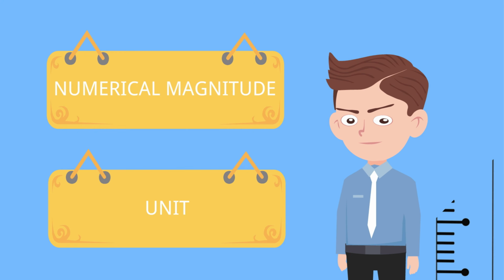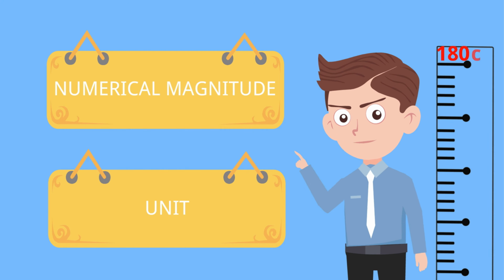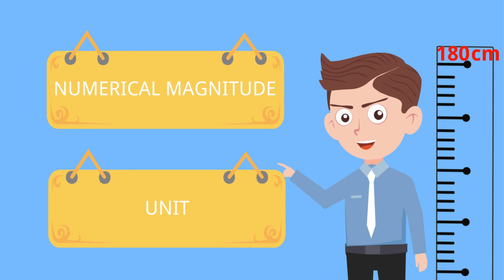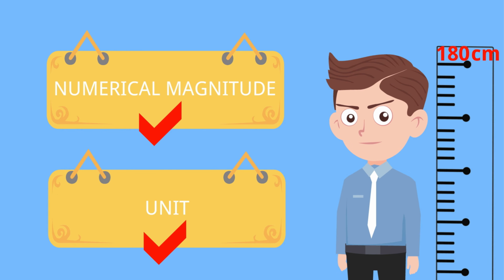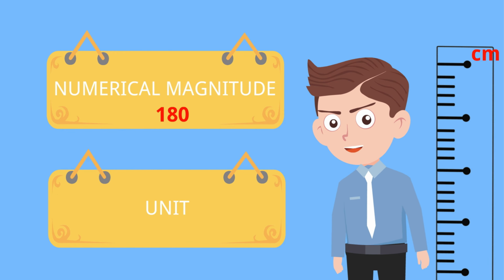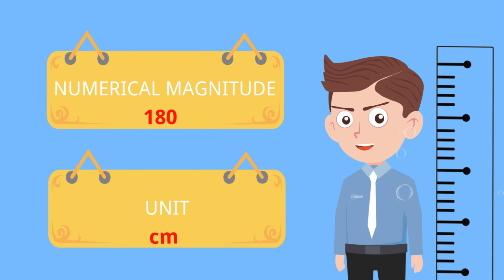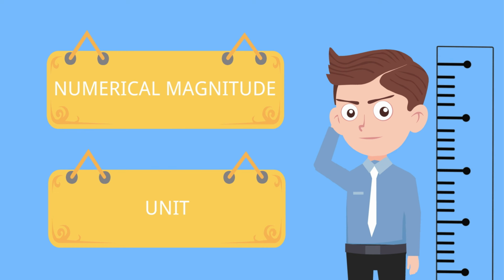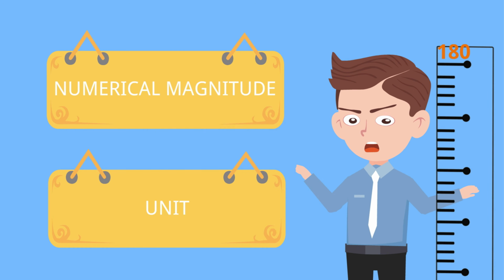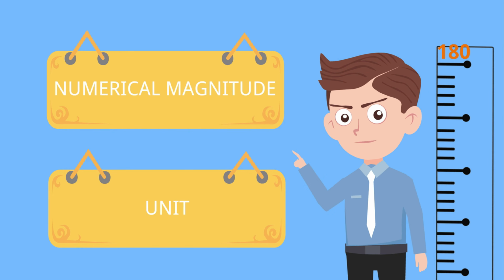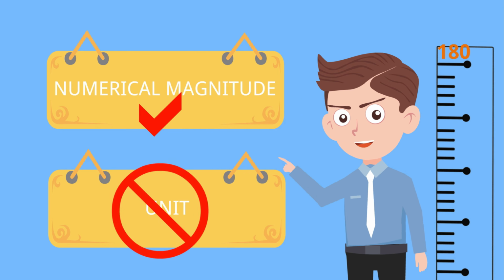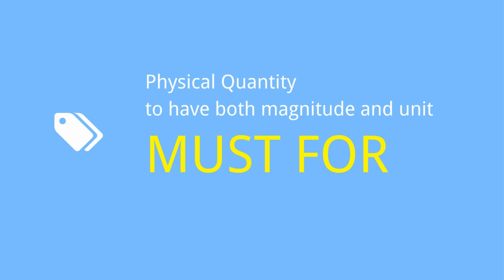If we say that the height of a student is 180 centimeters, then it is representing both the properties of a physical quantity. 180 is the numerical magnitude, while centimeters is the unit in which the height is measured. Remember, if we only say height is 180, then it is not a physical quantity, since it does not tell us about the units in which it is measured. So it is a must for a physical quantity to have both magnitude and unit.